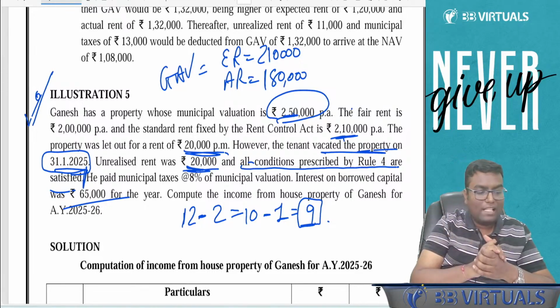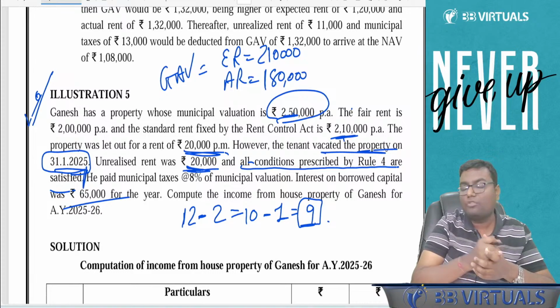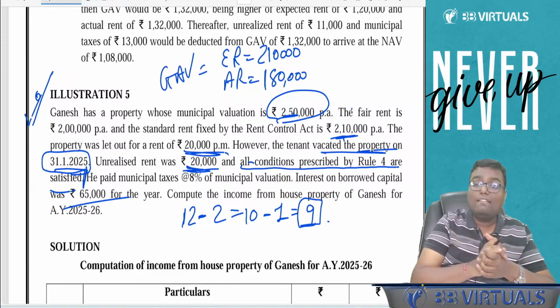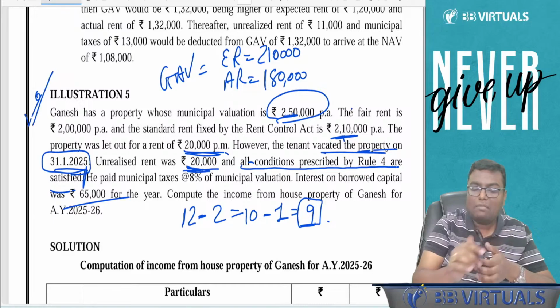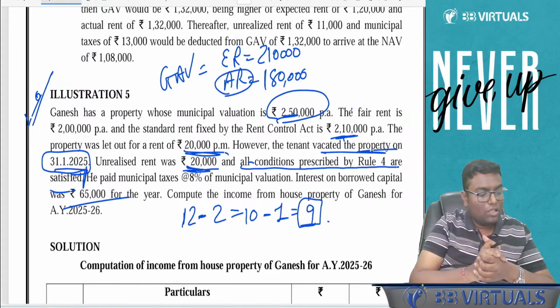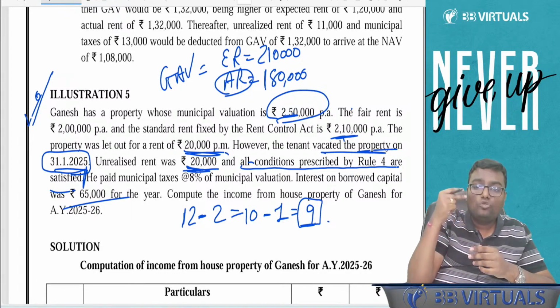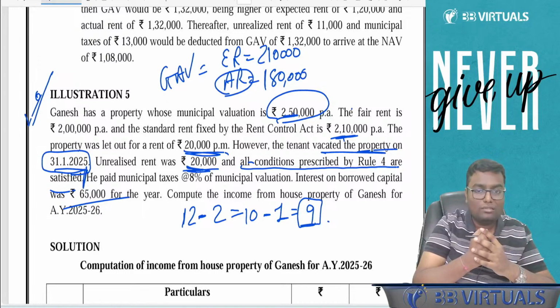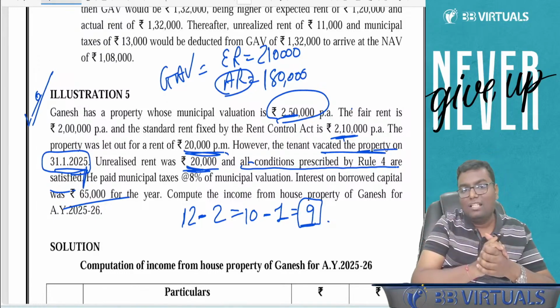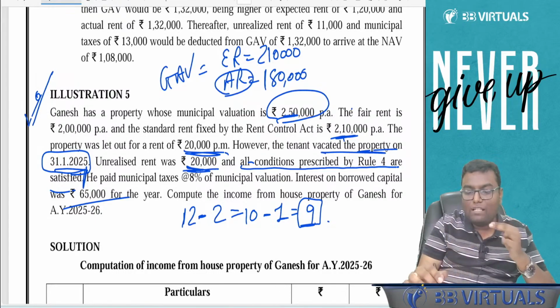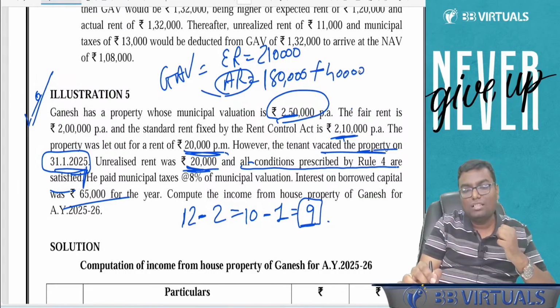For 10 months the property was given on rent, that is 20,000 into 10, 2 lakh rupees. And out of that, unrealized rent of 20,000 is to be reduced. So actual rent comes to 1,80,000. Now, can I say 2 months loss due to vacancy is there and my AR is less than ER? So what I have to think over here is, if I add those 2 months, what will be my total rent? If there was no vacancy, I would have got 40,000 rupees more, which leads to 2,20,000.